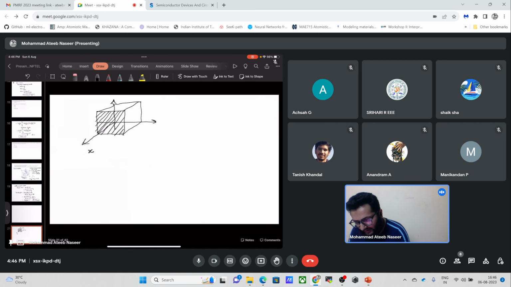Now this 100 plane, since this is A, this is A, this is A, this will also be A, and similarly this will also be A. Okay, so this face which I have highlighted will have some atoms like this on this plane.